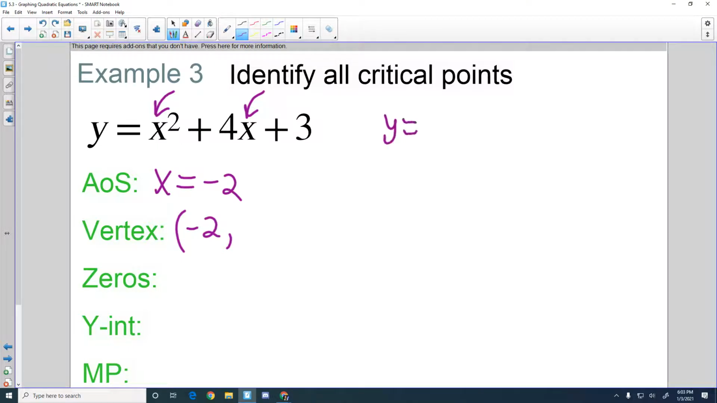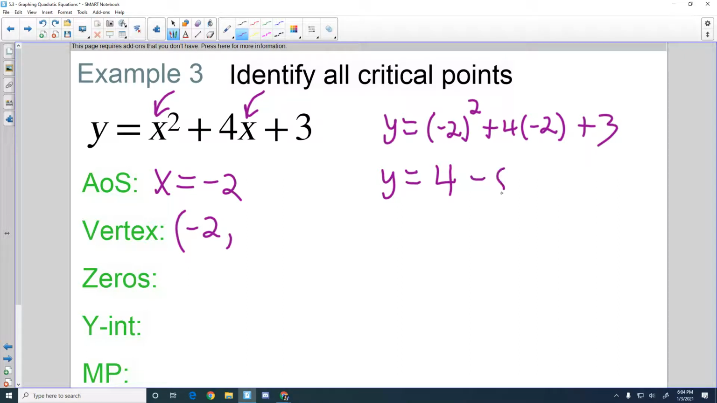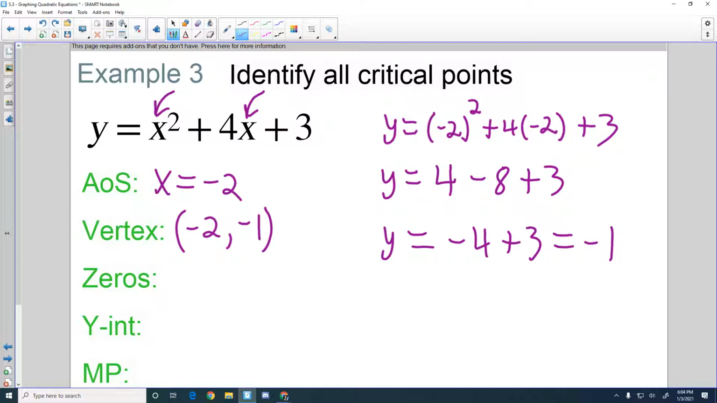So y equals negative 2 squared plus 4 times negative 2 plus 3. So we're just solving this for y, just doing PEMDAS on the right. Negative 2 squared is 4. 4 times negative 2 is negative 8 plus 3. So y equals 4 minus 8, that's negative 4, plus 3 gives you a negative 1. So the vertex is at negative 2, negative 1.